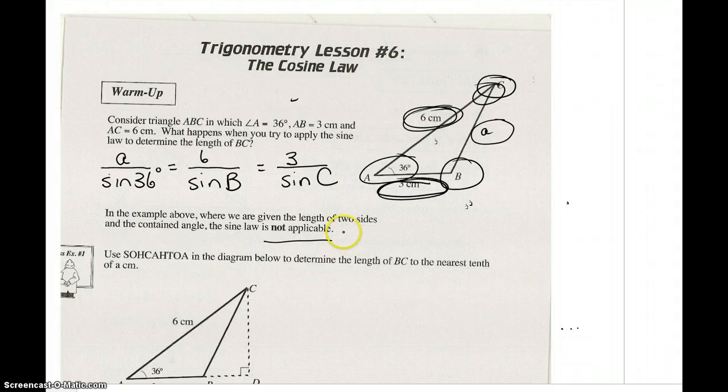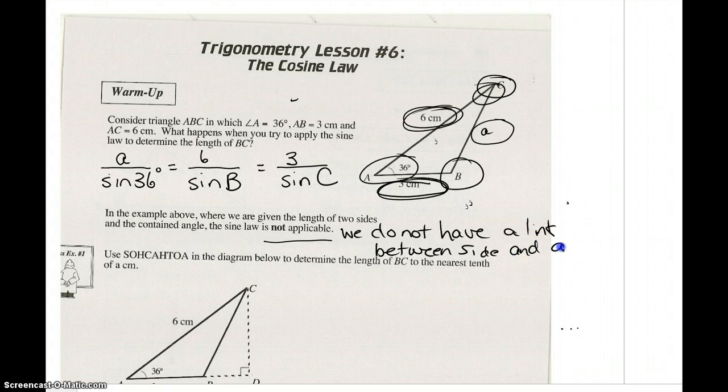So what I want you to write here is, we do not have a link between side and angle. So this is not going to work. Like we learned the other day, we have to have at least 3 of the 4 pieces of information. And in this case, we do not have that.